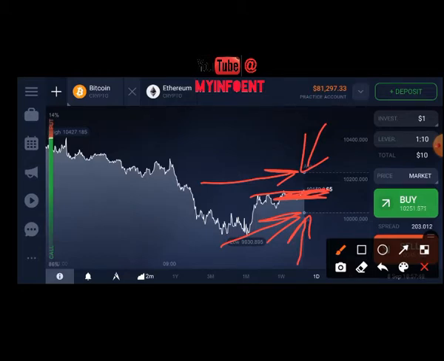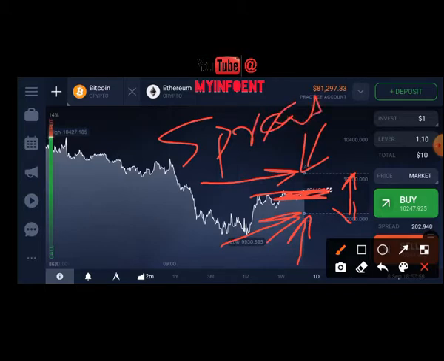And the difference between these two is what is known as what? Spread. You must have heard about it. If you have not heard about it, that is what is called spread. If you're trading Bitcoin with lower leverage, it always comes with higher spread. But if you're trading Bitcoin with higher leverage, it comes with a smaller spread. It comes with low spread.